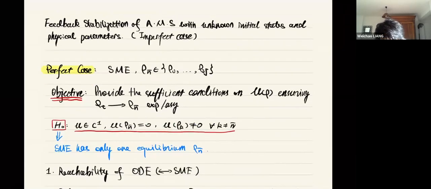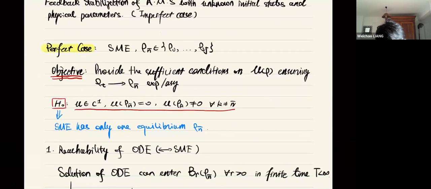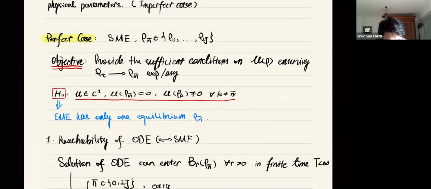Before I introduce the treatment for the imperfect case, I will give a quick review of the perfect case, because I will also use the principal idea of what I use in the perfect case for the imperfect case. Okay. For the perfect case, we have the stochastic master equation to describe the time evolution of the actual state of the system, and we choose the target state as one state in this subset.